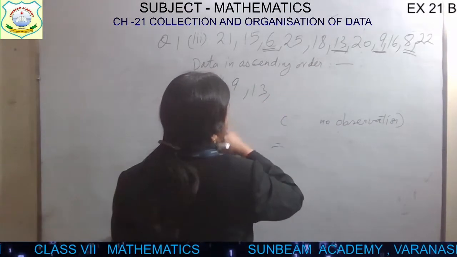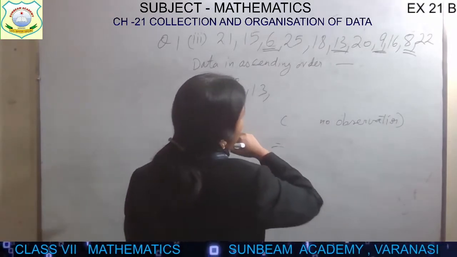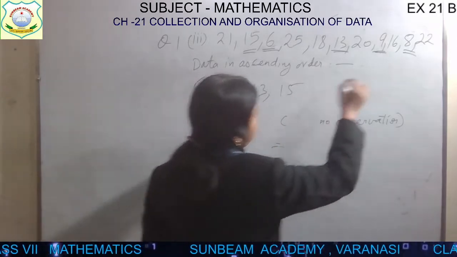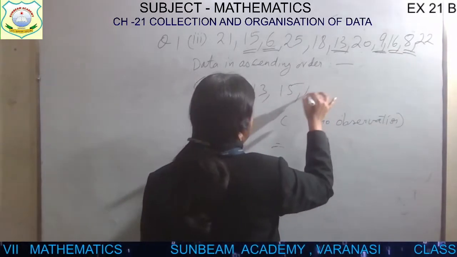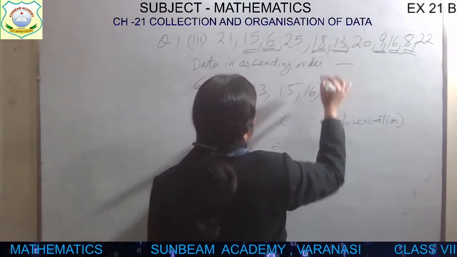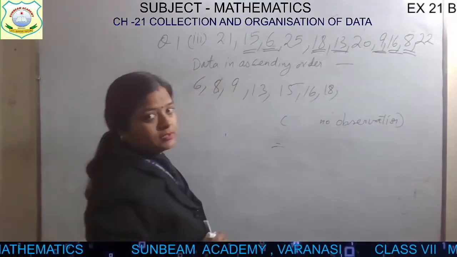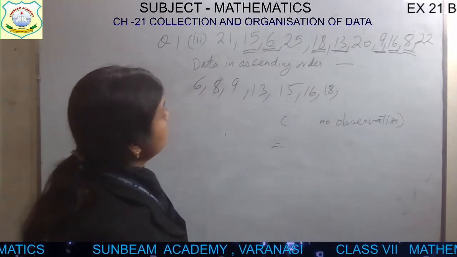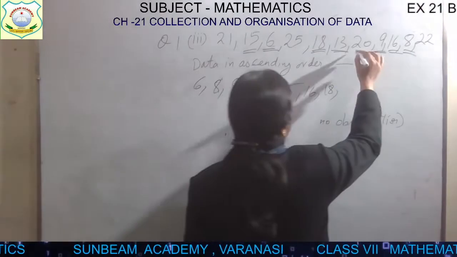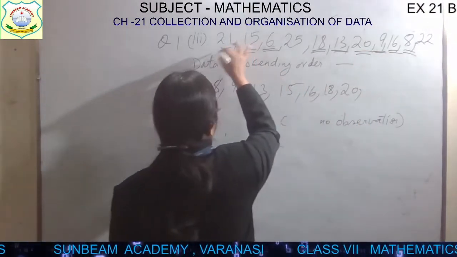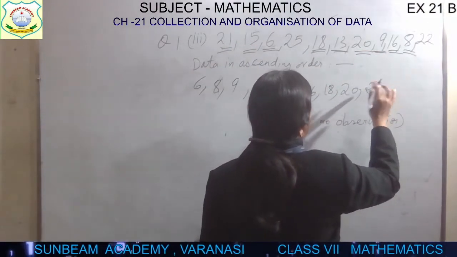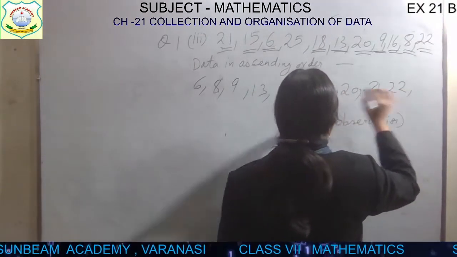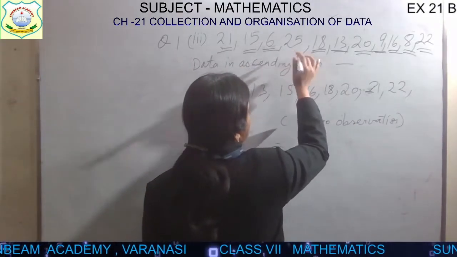13. Then 13 and then 15, children. After 15 it is 16. So write down 16. Then 18. And then in this way we have to arrange. See it very sincerely. After 18 it is 20. Then 21. Then 22, then it is 25.